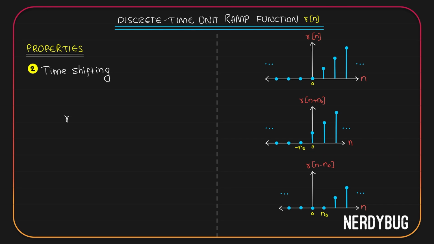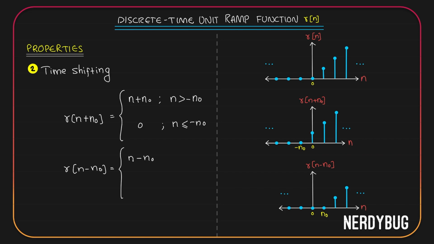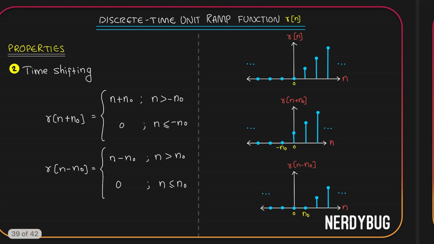Let's write them mathematically. Since R of n is n, R of n plus n naught will be n plus n naught when n is greater than minus n naught, and it will be 0 as long as n is less than or equal to minus n naught. Similarly, R of n minus n naught will be equal to n minus n naught when n is greater than n naught, and it is 0 when n is less than or equal to n naught.